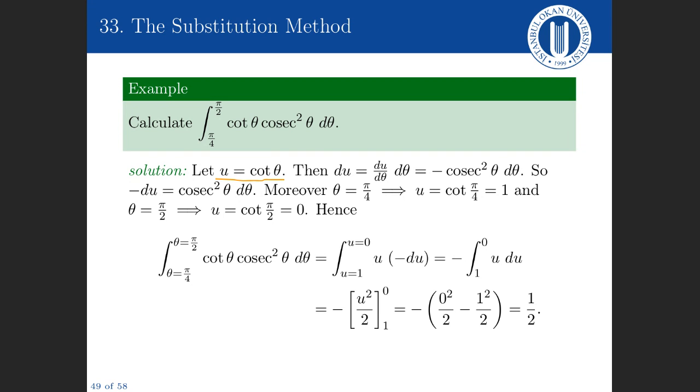Let u be cot theta. Then du is minus cosec squared theta d theta. Take the minus sign across. Minus du is cosec squared theta d theta, which is what we want. We have a cosec squared theta d theta. We're going to replace this by minus du.